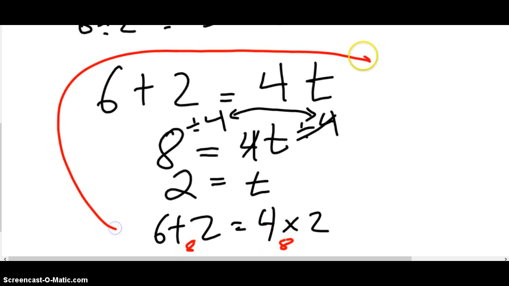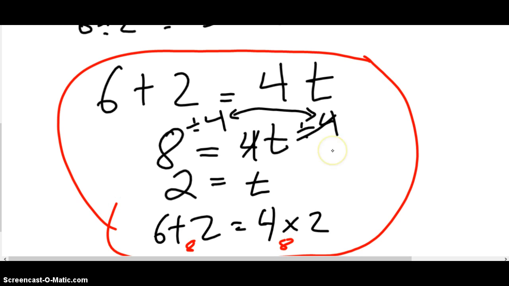And this, ladies and gentlemen, is what you're going to be doing in higher grades, like grade 7, 8. Okay, this is algebra. Have fun.